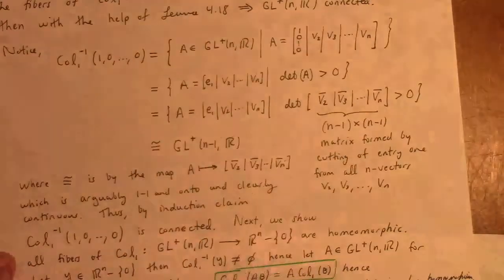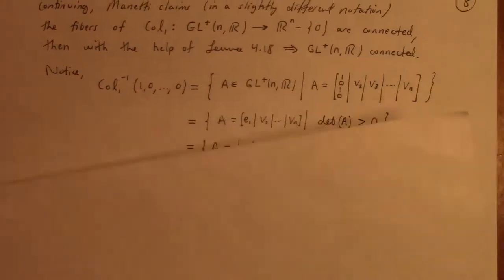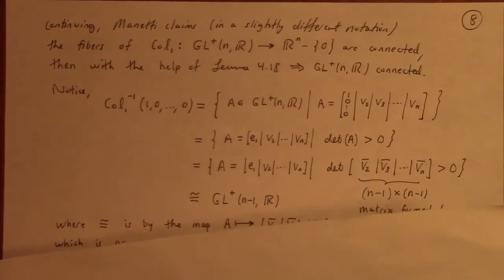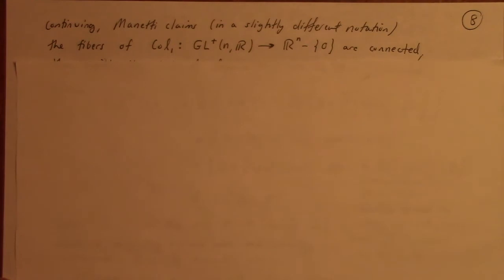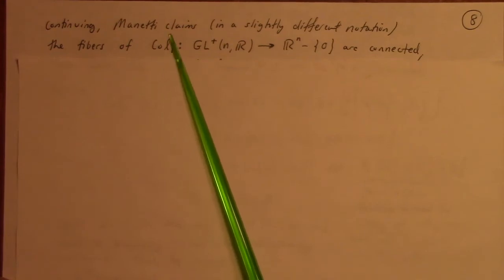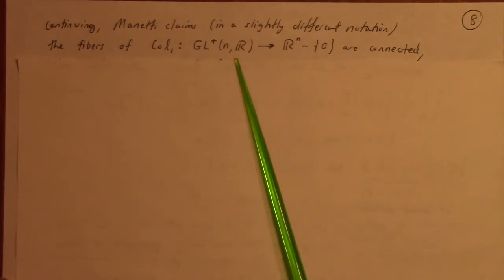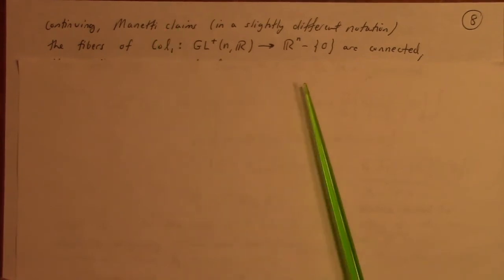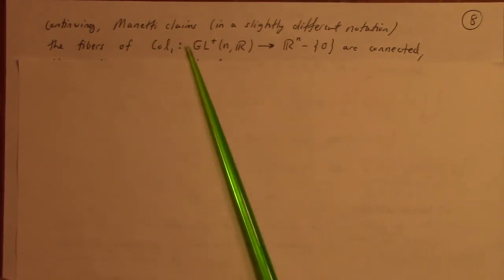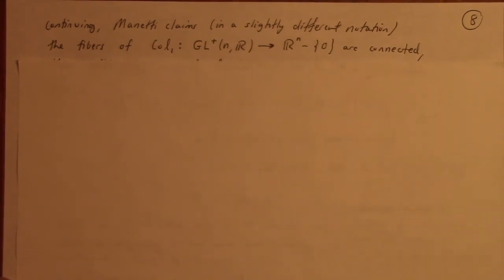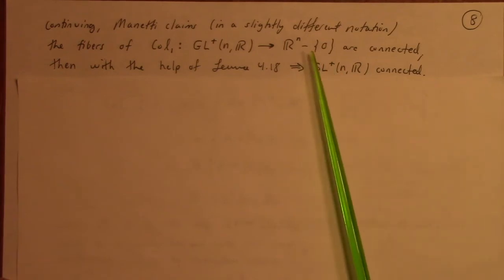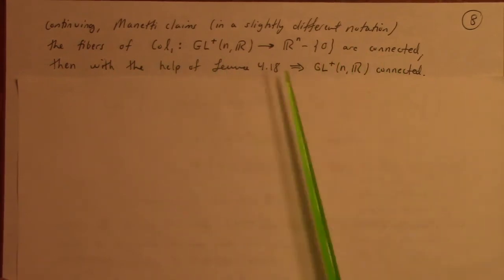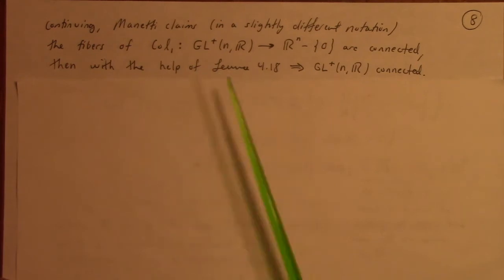So, continuing, Minetti claims, in a slightly different notation, that the fibers of the column 1 map, suitably restricted, are connected. If I was really fussy, I would use a tilde over it, because it's the restriction of the column 1 map to GLn plus. But I'm going to follow Minetti's lead and not use a modified notation for the restriction of standard maps, because it's clear from my writing that I'm looking at the restriction. So the fibers of this map are connected, with the help of lemma 4.18.